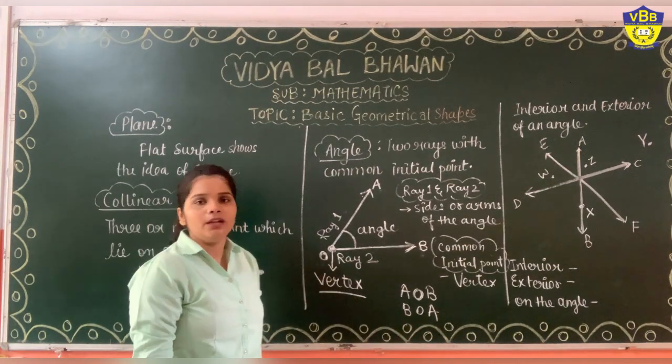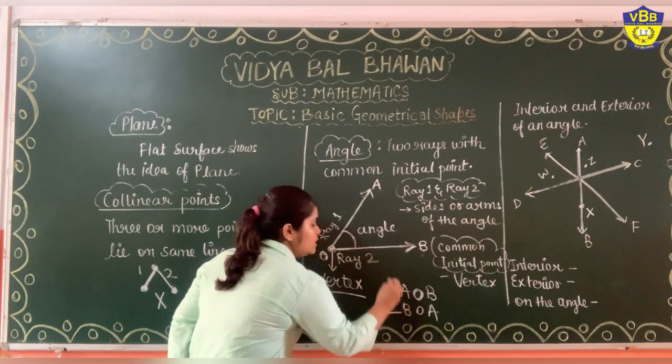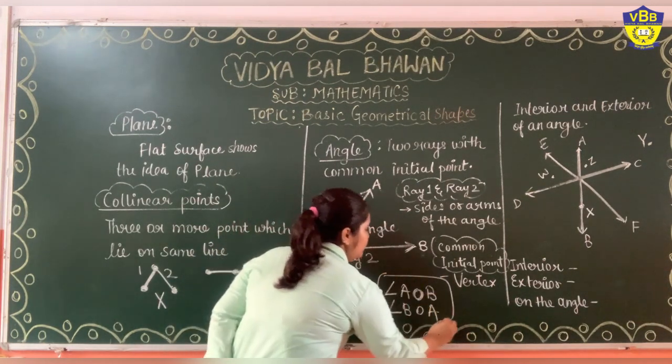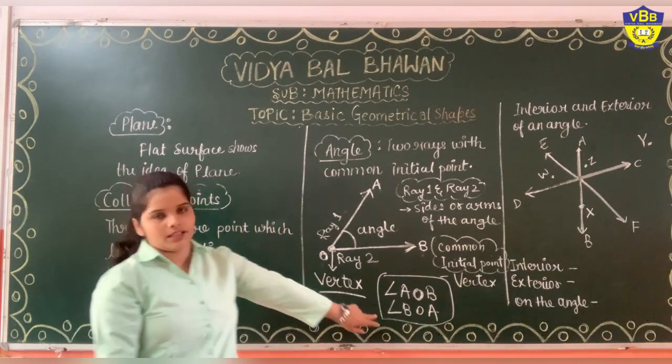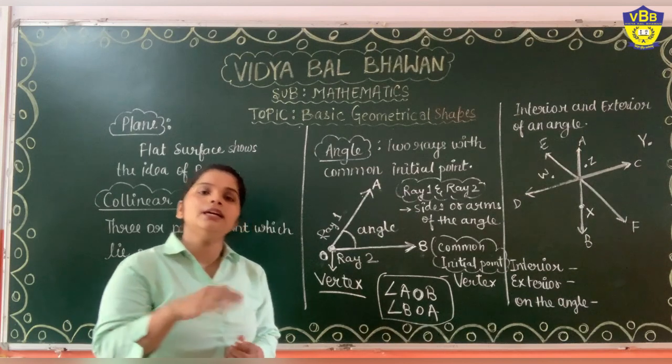With the symbol of angle, this is the symbol of angle. So how do we write the name? We write the name of any angle like this. The vertex should always be written in the middle.